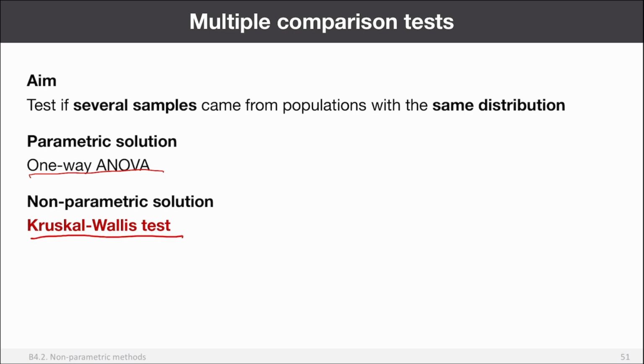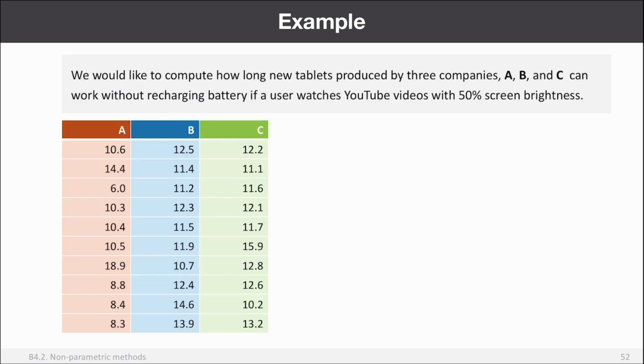And sometimes it's called ANOVA on ranks, although it's not precisely ANOVA on ranks. The algorithm is a little bit different. We will see it in a minute, but it's very close. Okay. So let me again use a simple data set where I have three groups, A, B, and C.